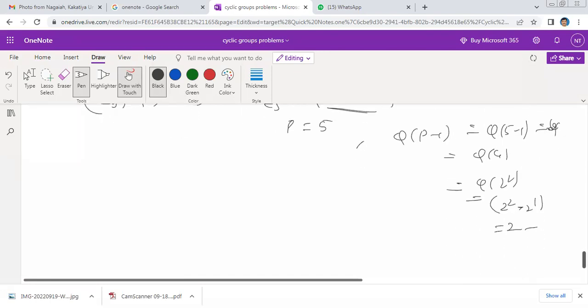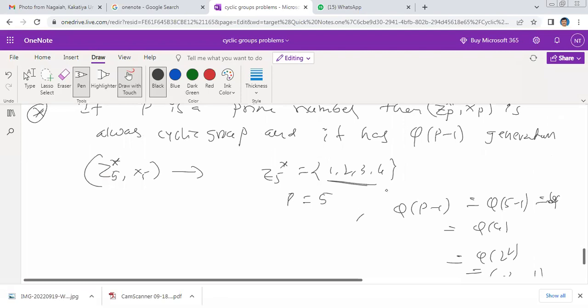Phi of 4 is equal to 2. Now, can you say the generators of this group? Is 1 a generator? No. The identity element 1 is not a generator.